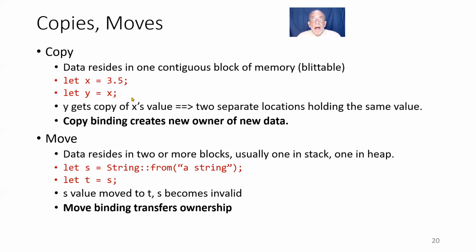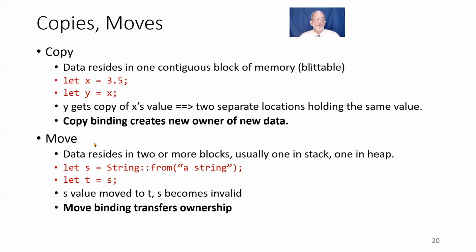They're not bound to the same location, okay? Because what happened here is we made a copy. Y equals x makes a copy of the value of x into a new storage location, into y's storage location, okay? So I now have two variables bound to two different values that happen to have the same bit sequence. There are two different locations that have the same value. Okay, so y gets a copy of x's value, two separate locations. Copy binding creates a new owner of new data.